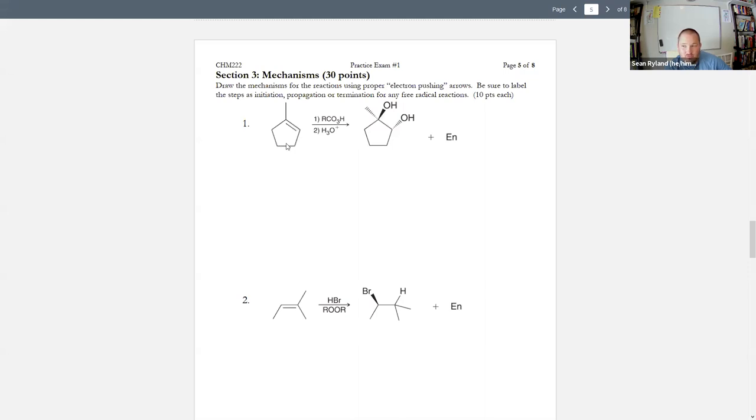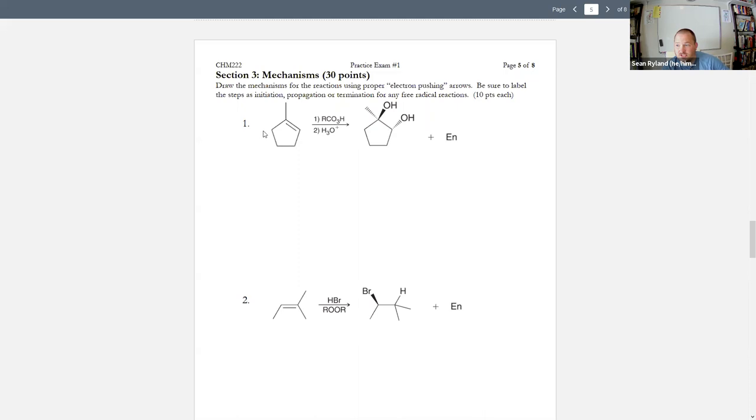I'm going to want you to show all of the curved arrows. Are they fishhook arrows for free radical reaction or not? Work your way through. One of the ways that I make this a little bit trickier, since this will be open book, is that maybe I don't show you what the product is.